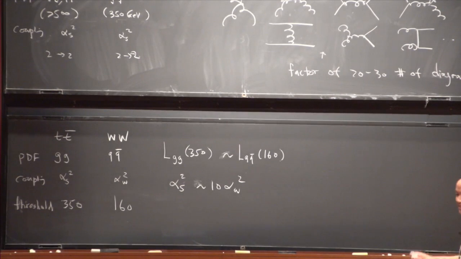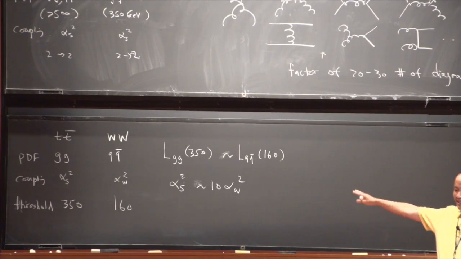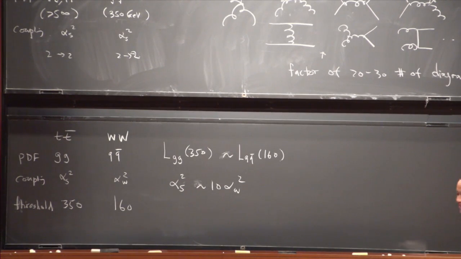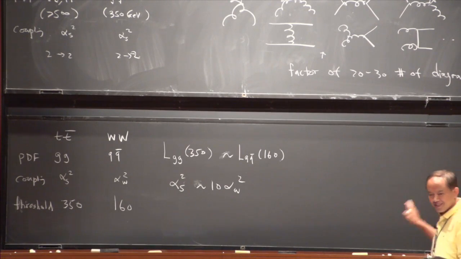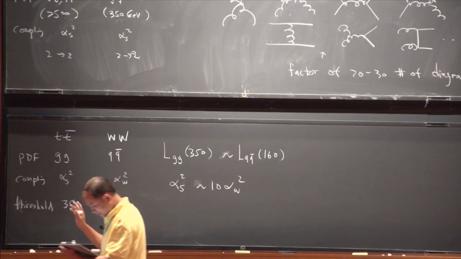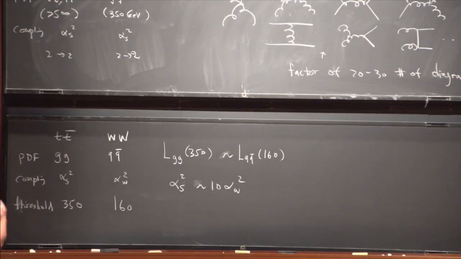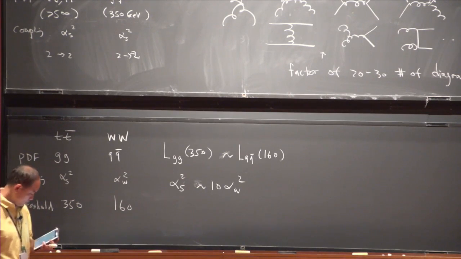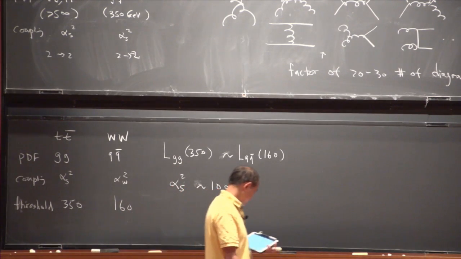Again, this is not a precise science. I'm not trying to teach you the actual calculation, okay? There need to be next-to-leading order corrections and so on, with factors of two and so on. But this is just to tell you this is a way you can estimate some of these rates.